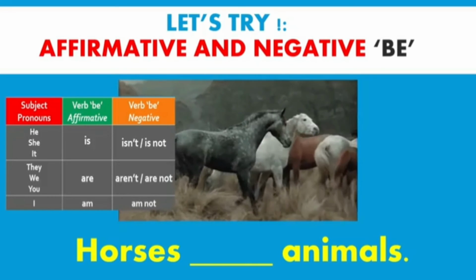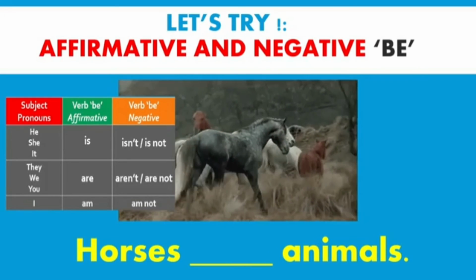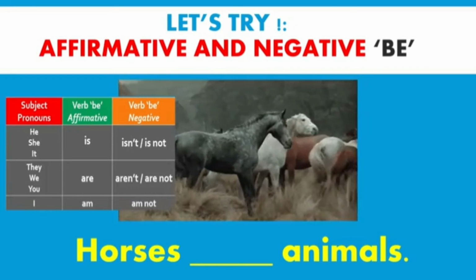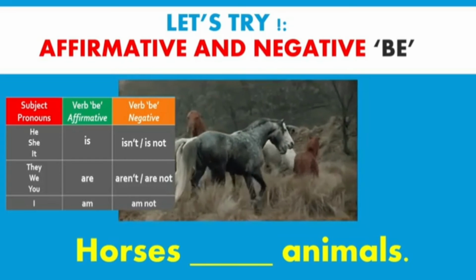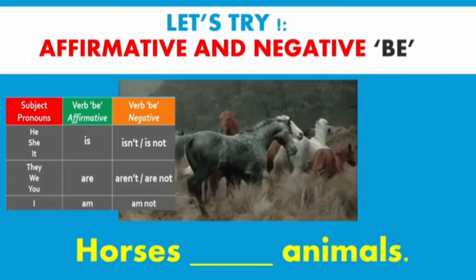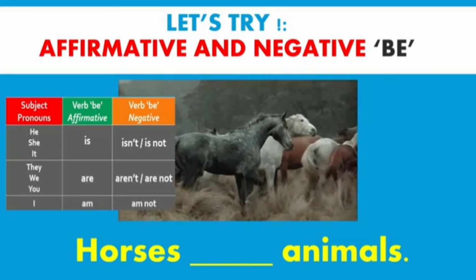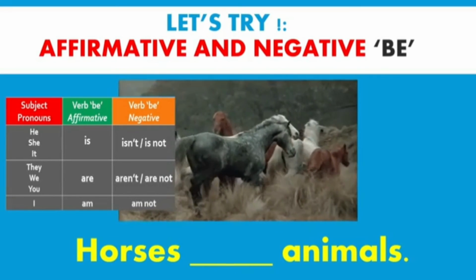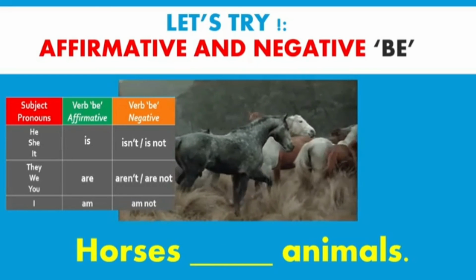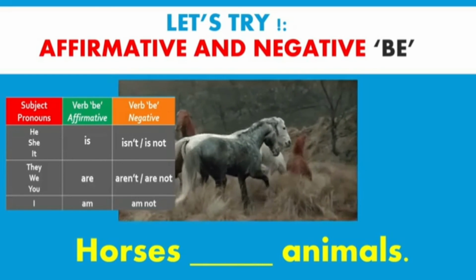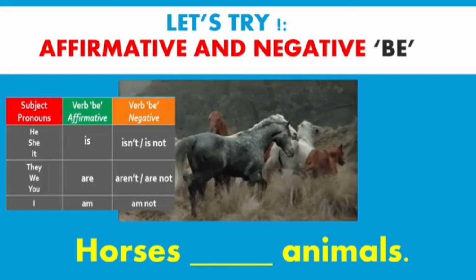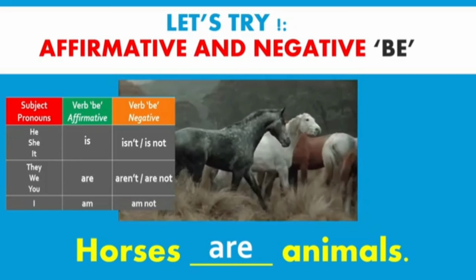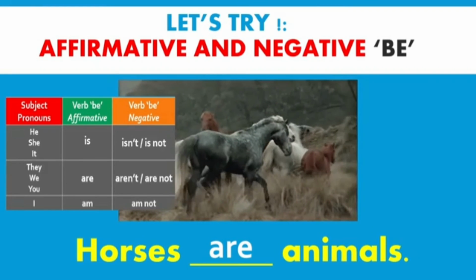So how many horses are there inside the picture? It's more than one. So anything that is more than one, which subject pronoun can we use? It's they. When we have already identified that the subject pronoun in this sentence is they, which verb be can we use for the answer? Can you guess it already? It's are. So the answer is horses are animals.